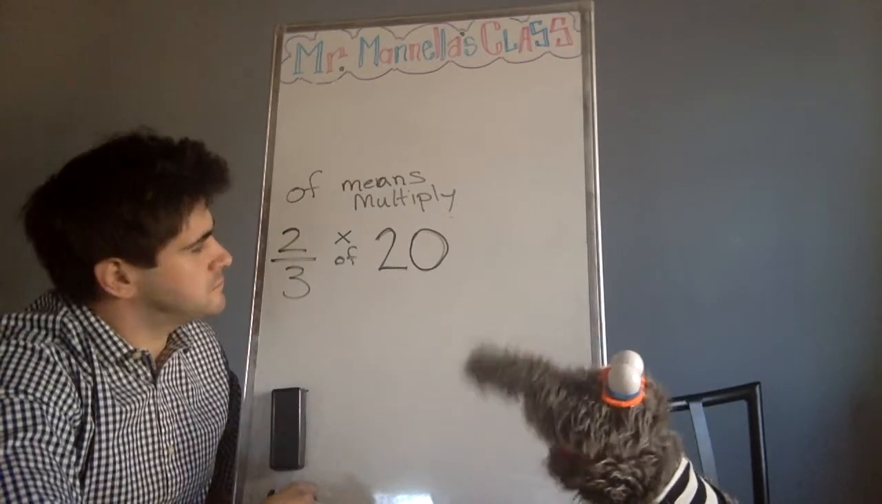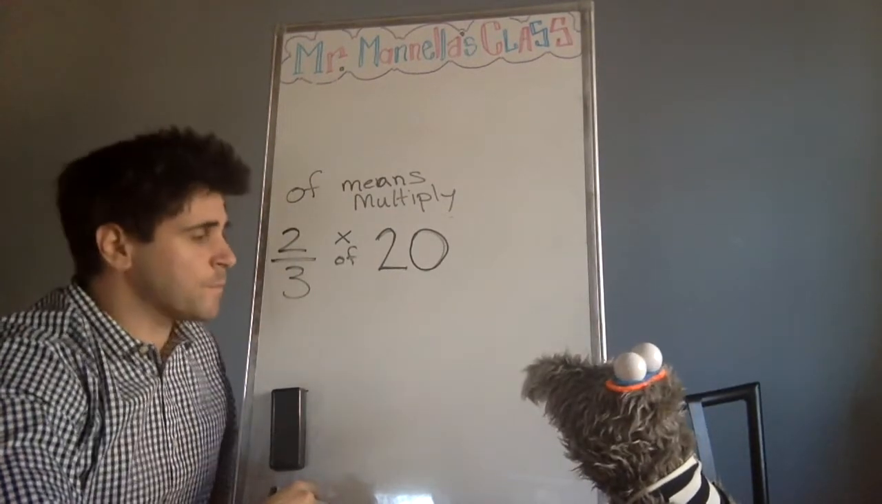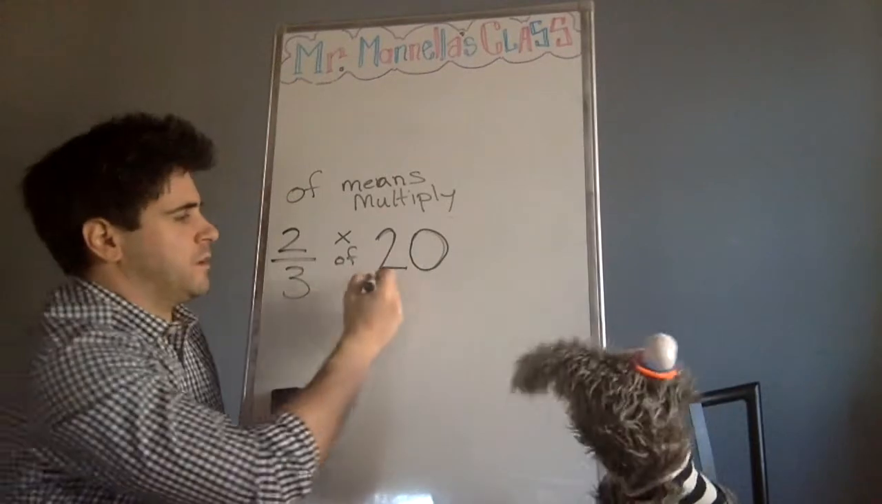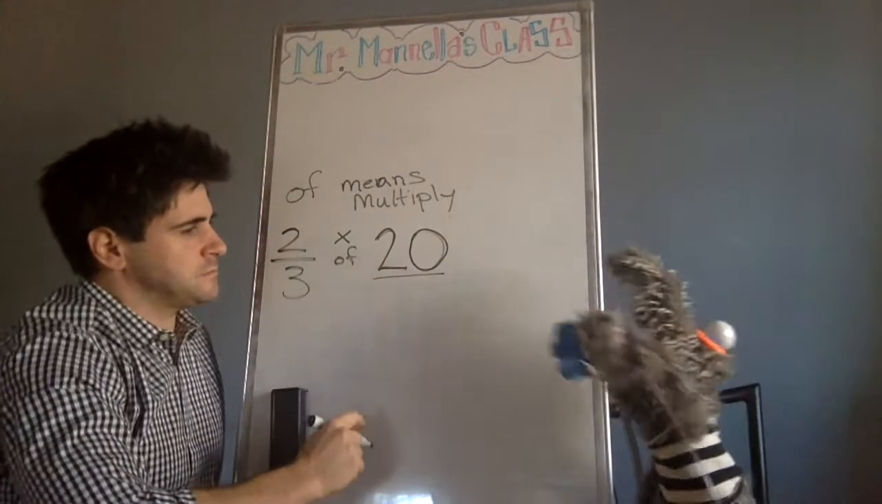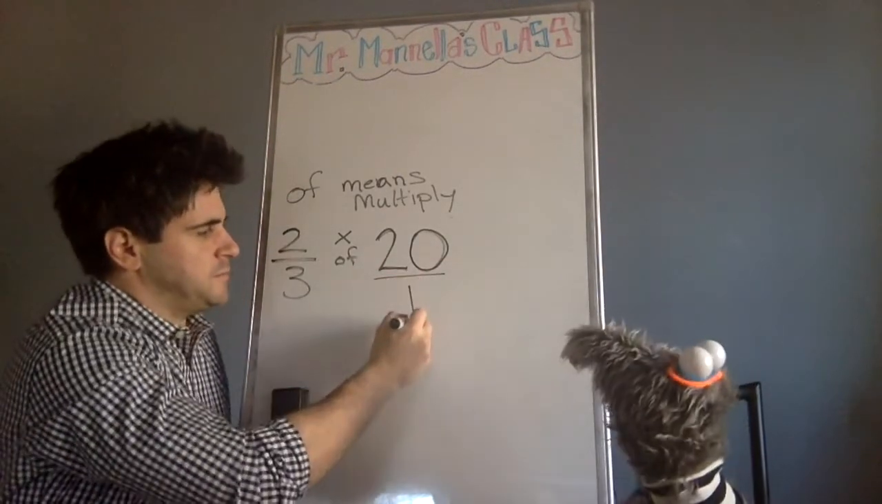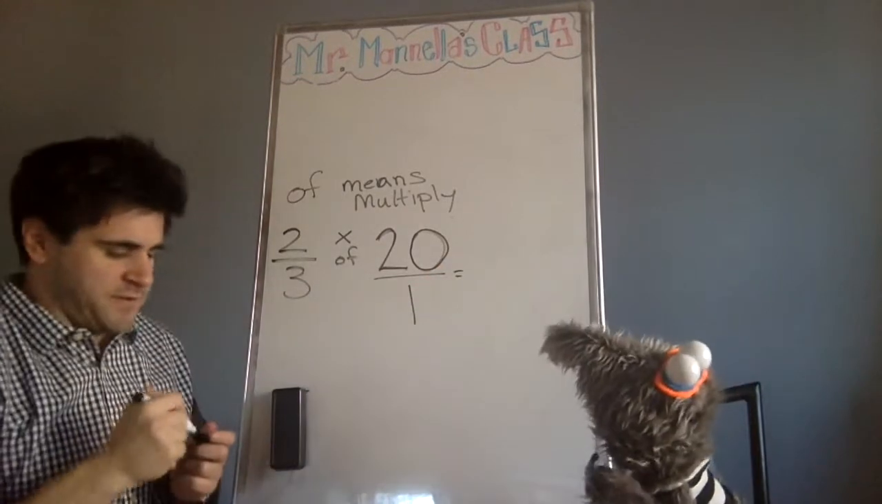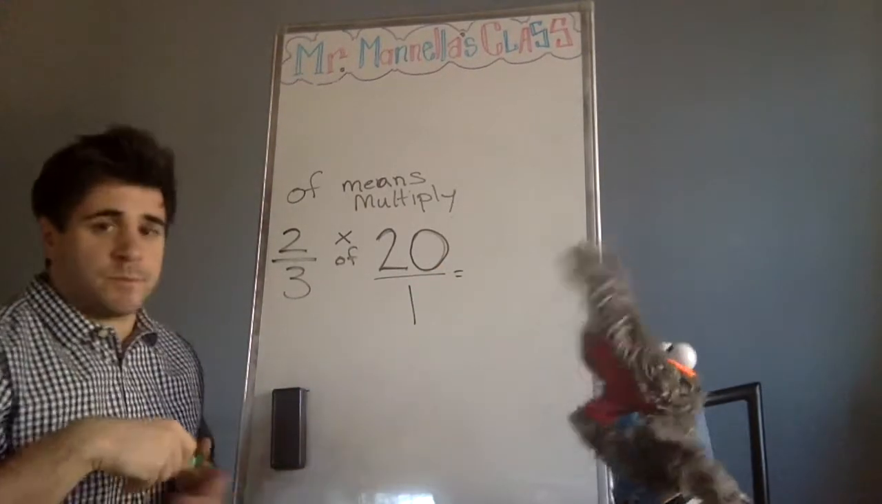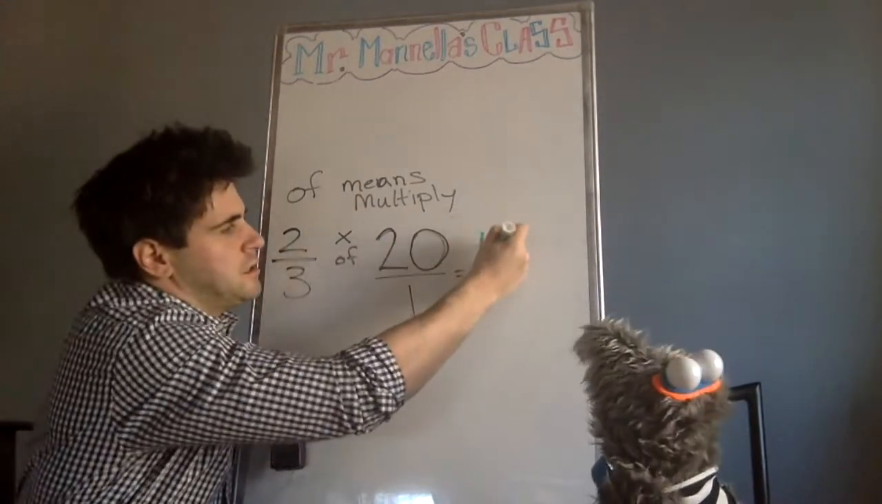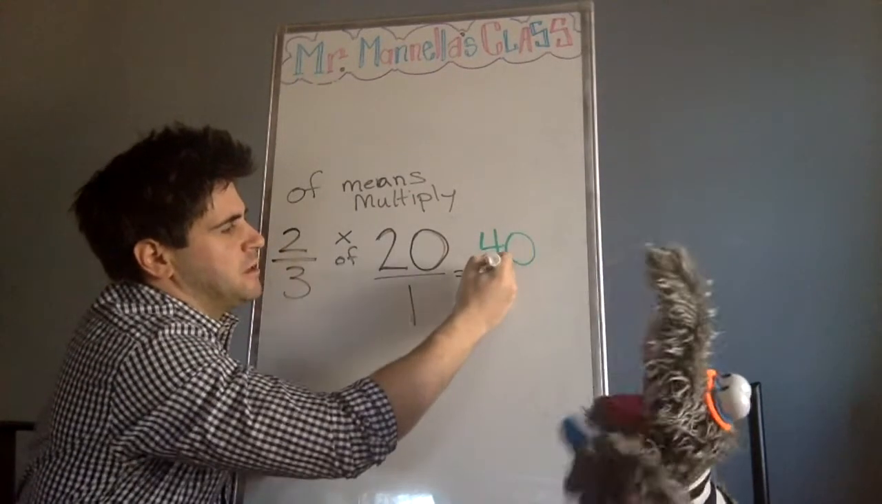Well, I don't think 3 goes into 20 evenly. It doesn't. So we make 20 fractiony, which means we put what under it? 1. Okay, and then we're going to go ahead and multiply. What's 2 times 20? 40. Over 3.